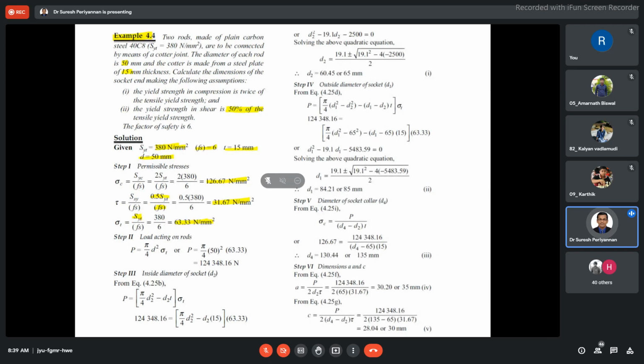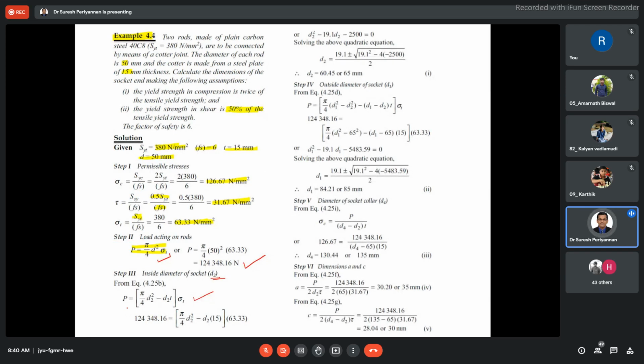Now, the load acting on the joint. This is the tensile load acting on the rod. They have already given the diameter of the rod, 50 mm. Then how much load is acting in the quarter joint, we can find it out using this relation. The second thing is that our aim is to find the dimensions of the socket. Now this is the socket inside diameter. D2 is the inside diameter. Okay, now what is this?